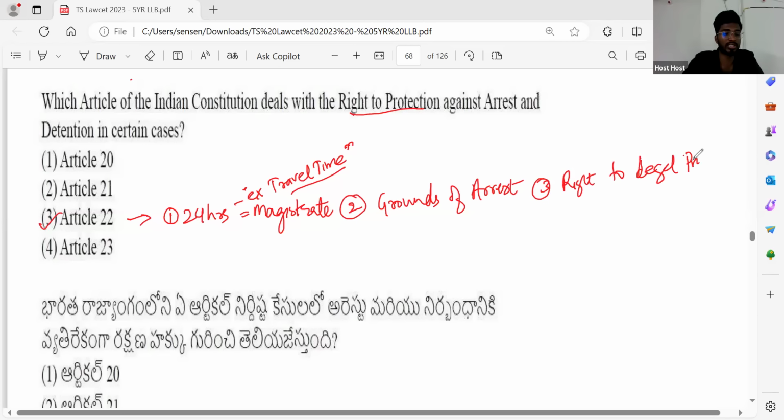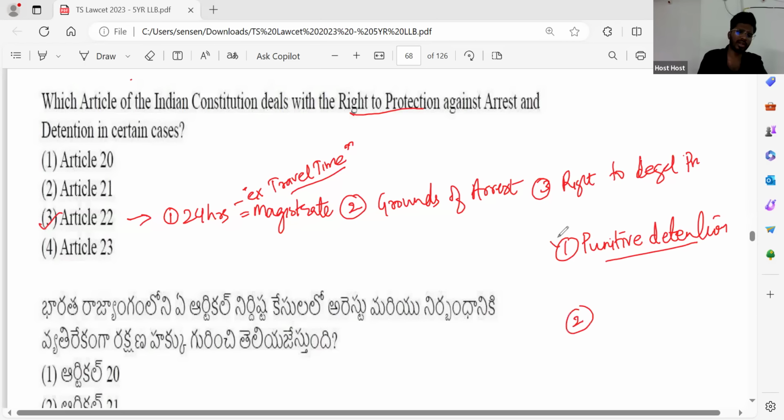These protections are there under which article? Article 22. Under Article 22, there are two types of arrests or two types of detention. What are they? First one is punitive detention. What is the meaning of punitive detention? Punitive detention means that after committing the crime, you are arrested and taken by the police.